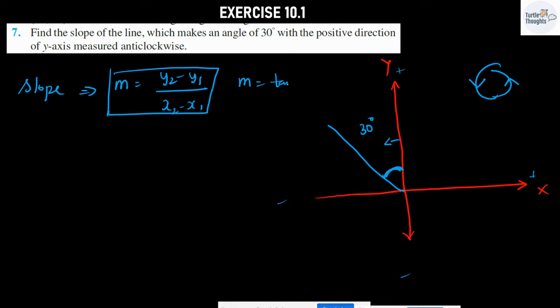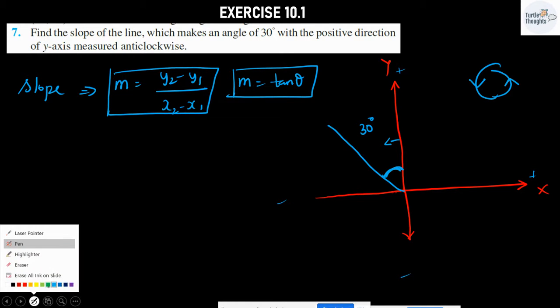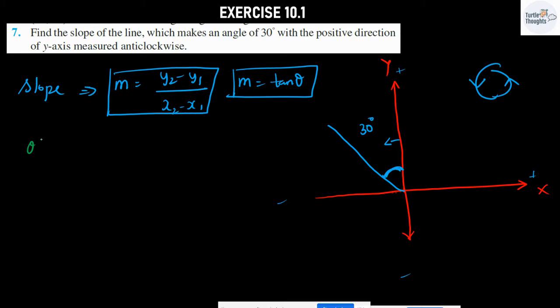The other formula is m equal to tan theta, where theta is the angle which the line makes with the positive direction of the x-axis. So if we have a line like this and I don't know the points, but if I know y1, y2, x1, x2, I can easily find the slope using the first formula. However, in this problem I don't know the coordinates, so I can use the other formula, m is equal to tan theta.